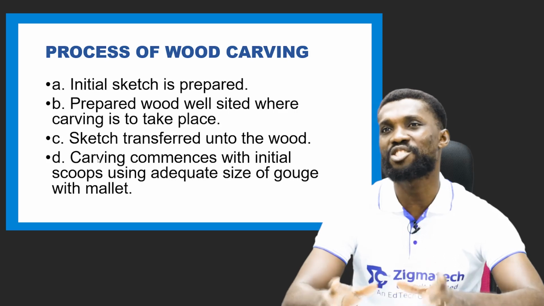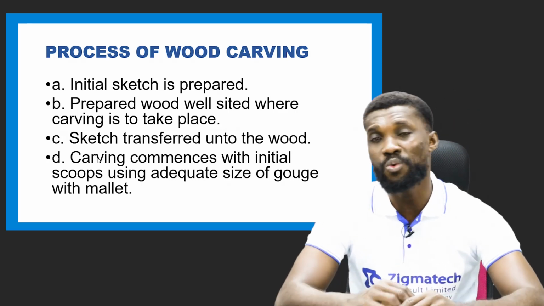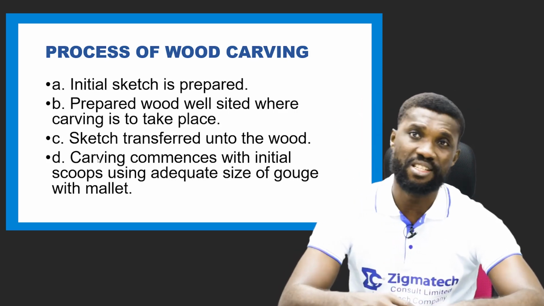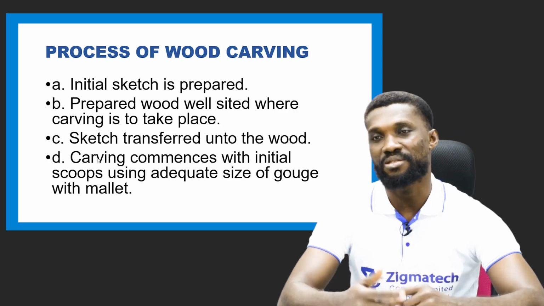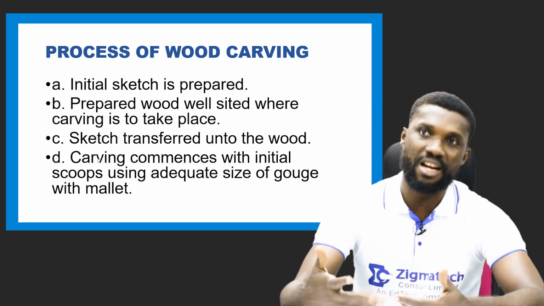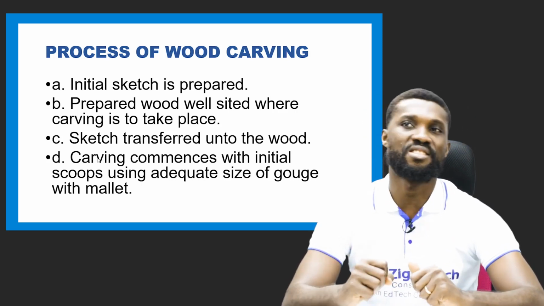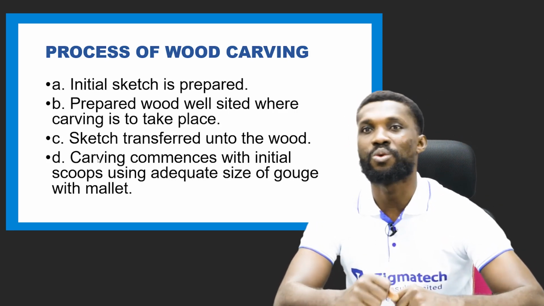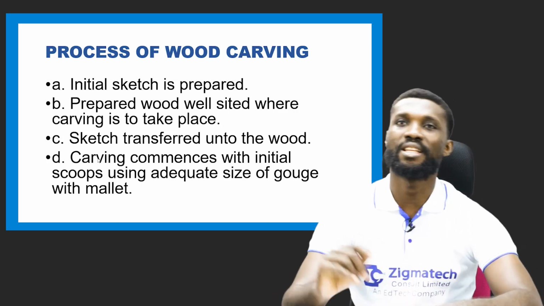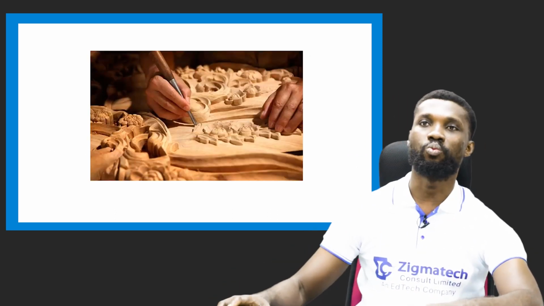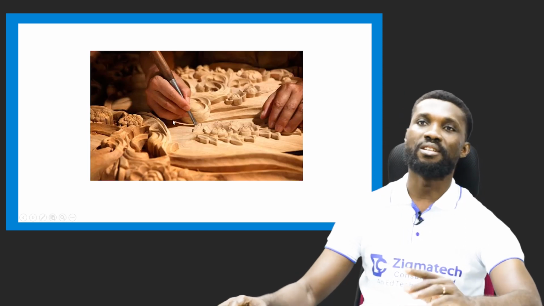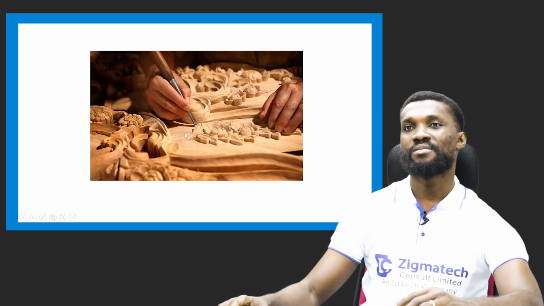Now, you transfer your sketch onto the wood that you want to carve, and then after transferring your sketch, you start carving. Your carving commences with initial scooping, using adequate sizes of gouge with the mallet to remove the unwanted parts of the wood. That is exactly what the image you're seeing here explains.